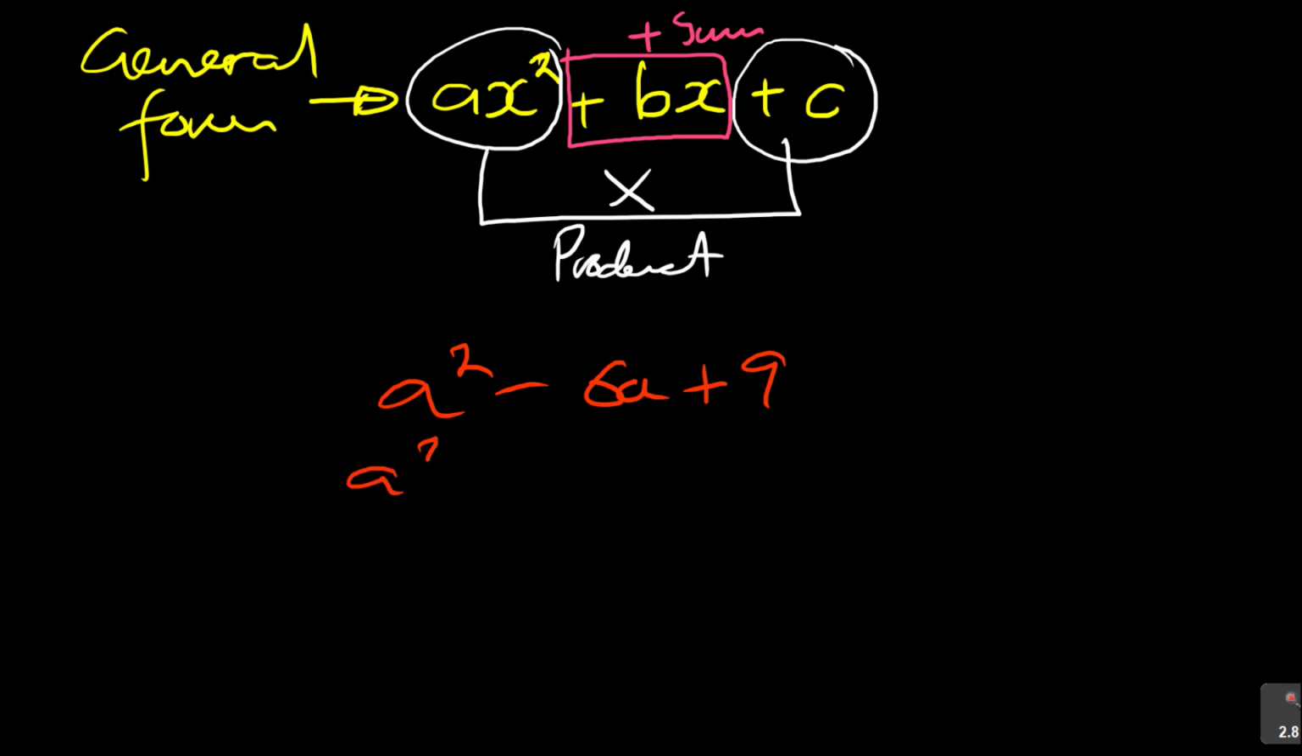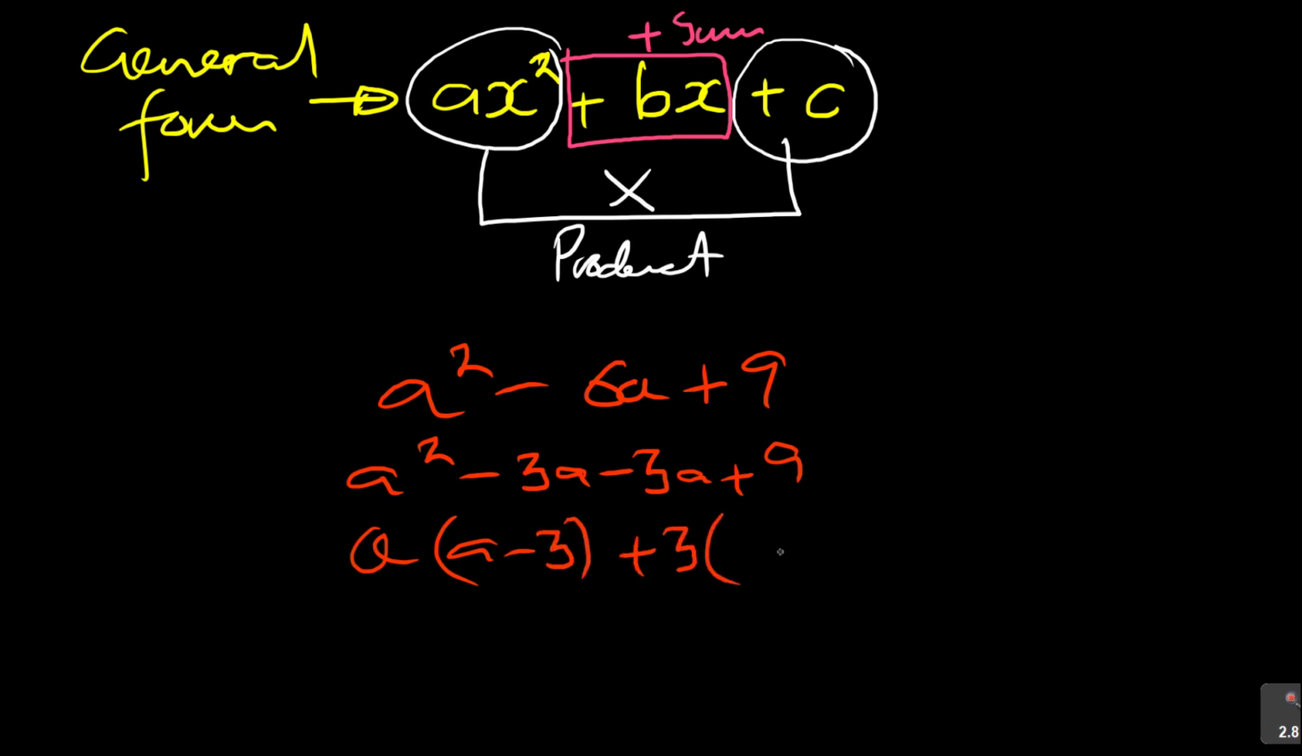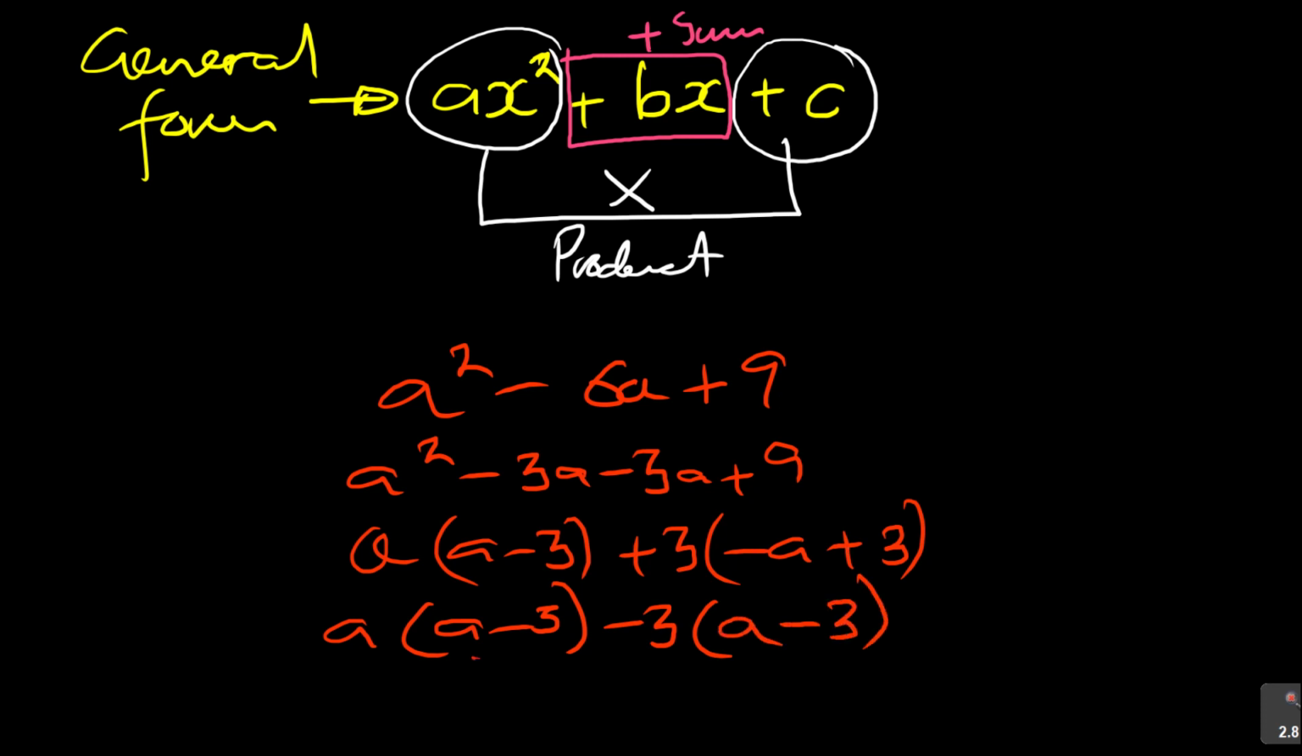Say a squared minus 3a minus 3a plus 9. Then you take out a in the first one, it's a minus 3. And I said always take out a positive. There is 3, it's minus a plus 3. You see? Then because the signs are different, you say a minus 3. We did this previously. Now look at this. It's a minus 3, but it's minus a plus 3. So interchange. Positive 3, negative 3. Negative a, positive a. You interchange.